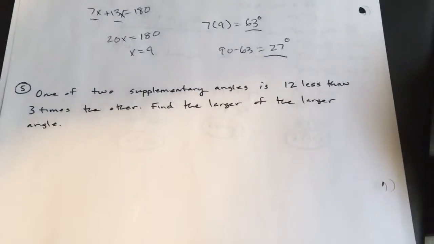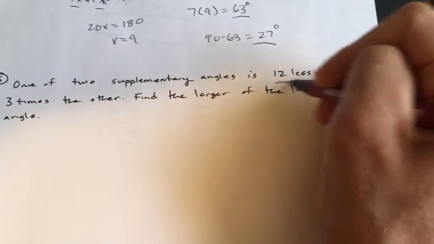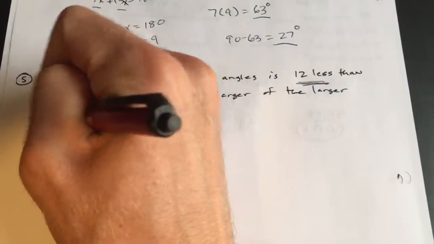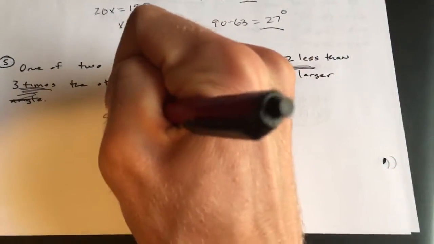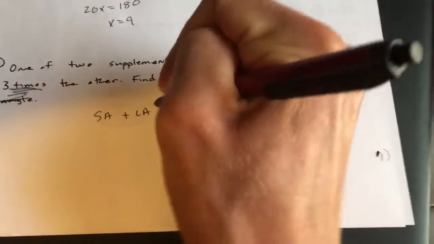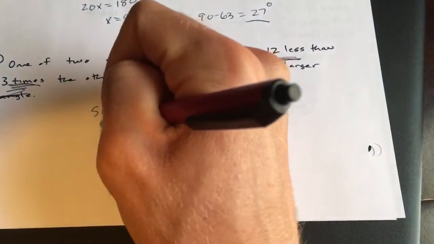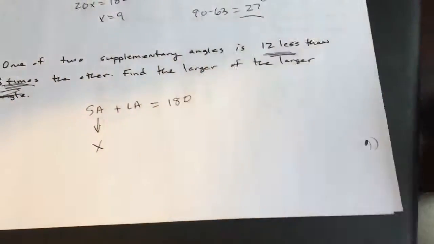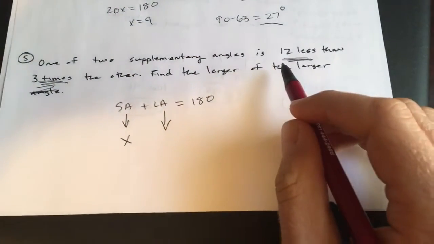One of two supplementary angles is 12 less than 3 times the other. Oh, I covered the wrong word. Now supplements again add to 180. This time we have like a small angle plus a large angle equals 180. This is not a ratio problem. Remember, we always said that the small angle is x, and the large angle is whatever it says in terms of x.